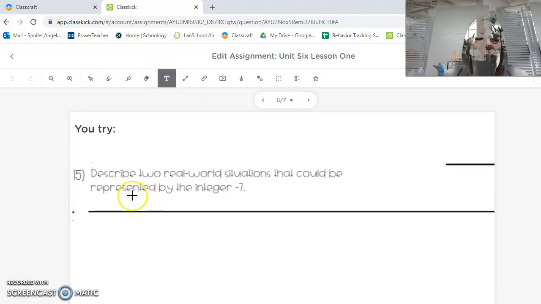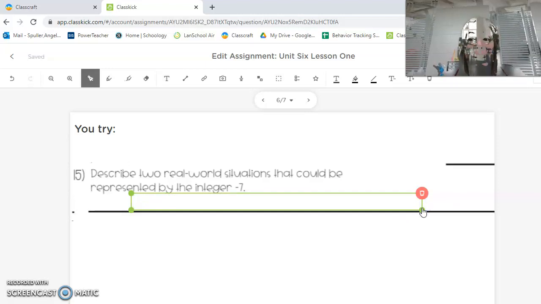All right, you should have said, or you could have said, there's not a right or wrong answer here unless you use the positive keywords. You could have said loss of 7 yards, right? How about owe $7? See. How about withdrew $7? Those are just some keys. If you got something else, that's great. Let's move on.